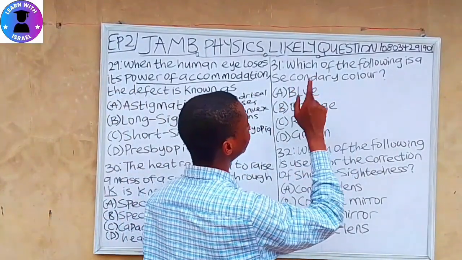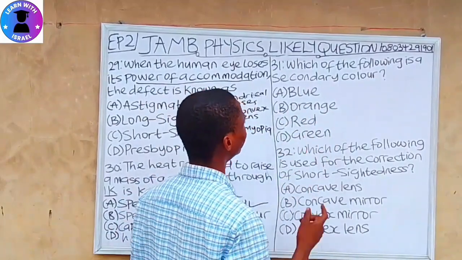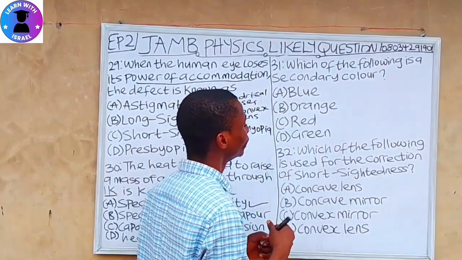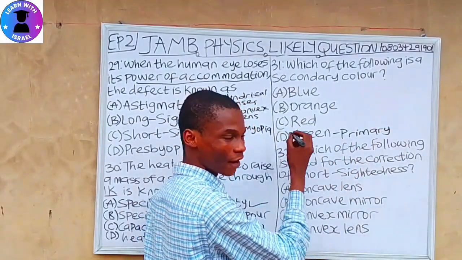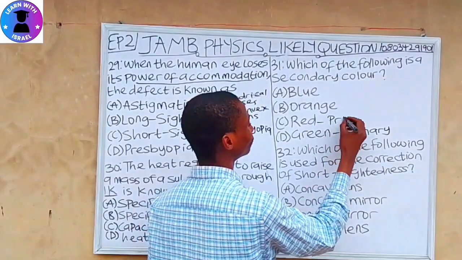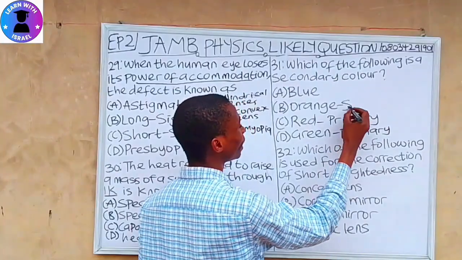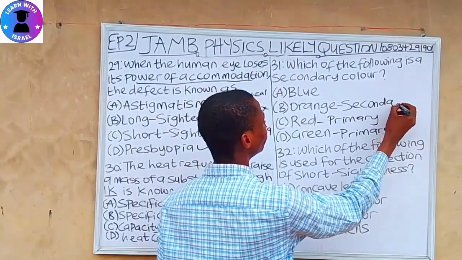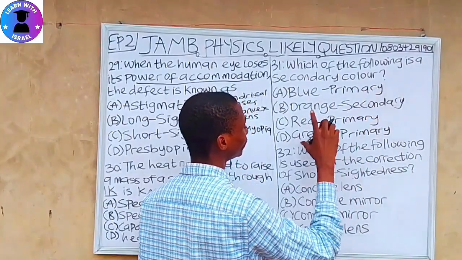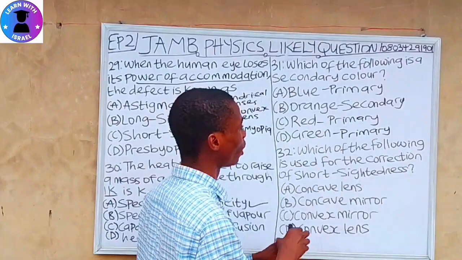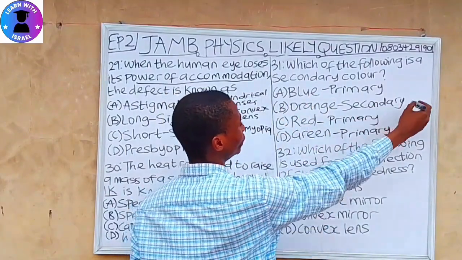Which of the following is a secondary color? A, blue; B, orange; C, red; D, green. So let's start from green. Green is a primary color. And red is a primary color, while orange is a secondary color, and blue is also a primary color. So you should be able to differentiate the four colors, the ones that are primary and the one that is secondary. So the only secondary color in the options is orange.